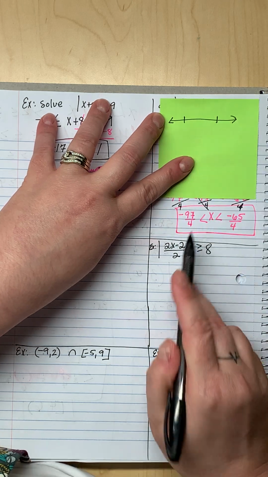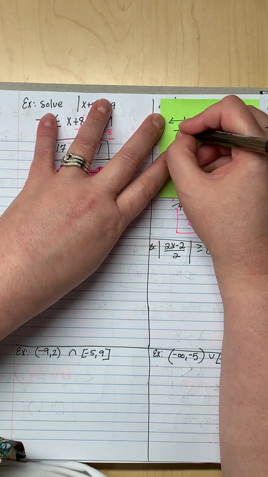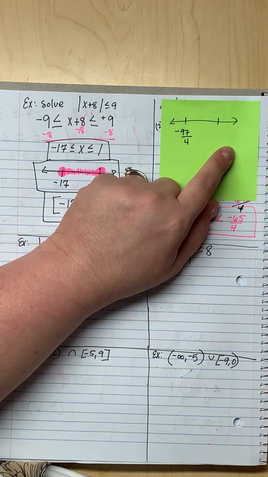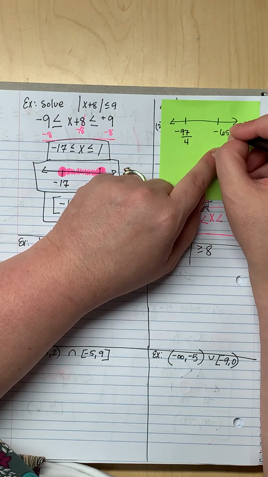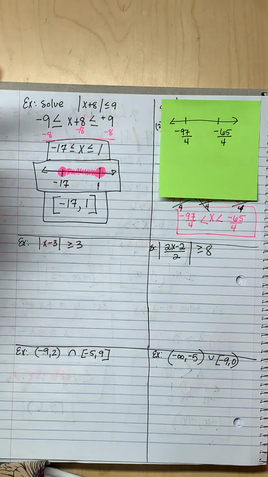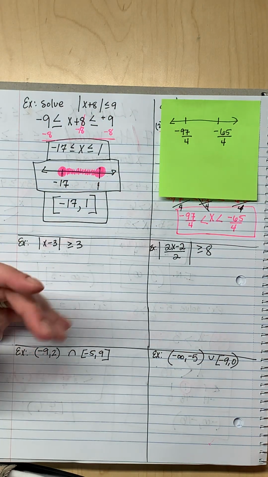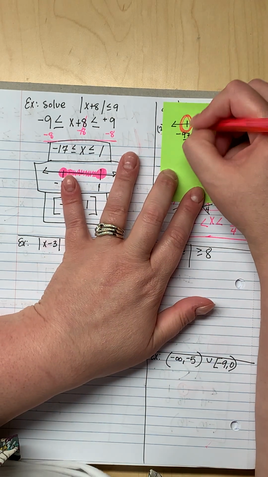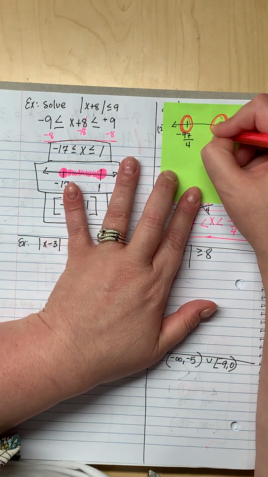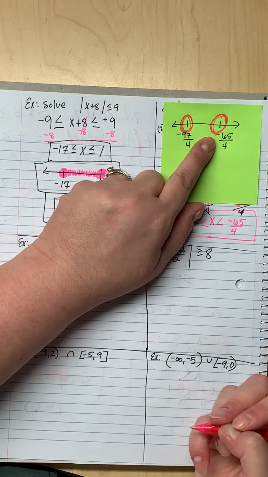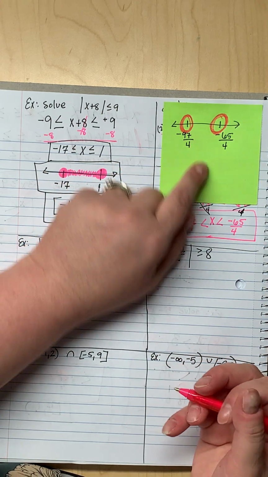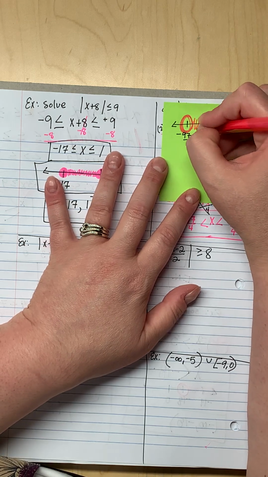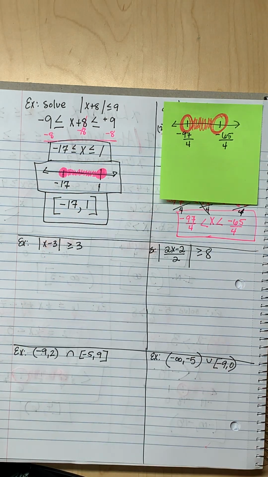And the negative 97 over 4, it's more negative, so I'm putting it on the left. The negative 65 over 4, it's less negative, so I'm putting it on the right. Naked alligators means that number is not included. So put an open hole, where your homework uses parentheses. Since this made a sandwich, we shade in between. And there's our number line.